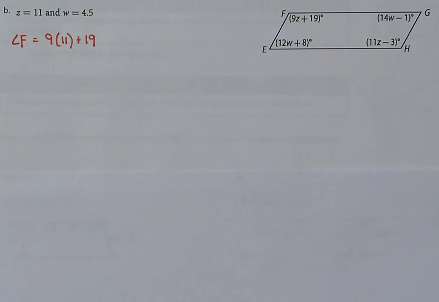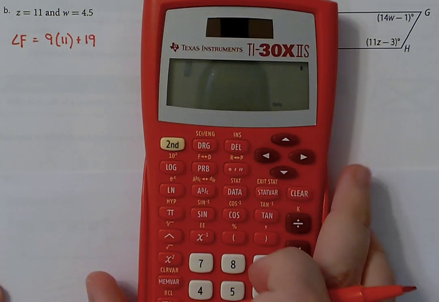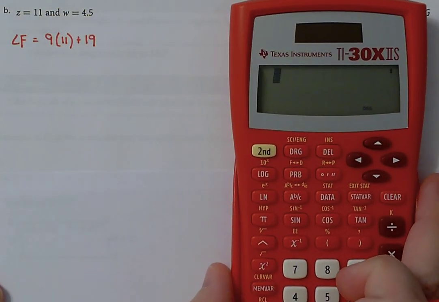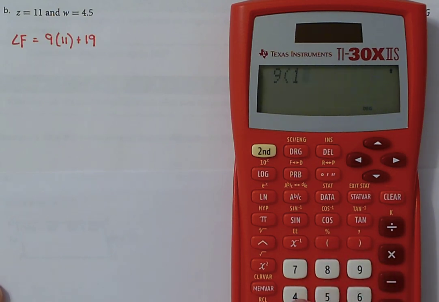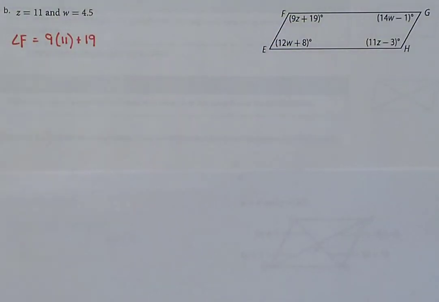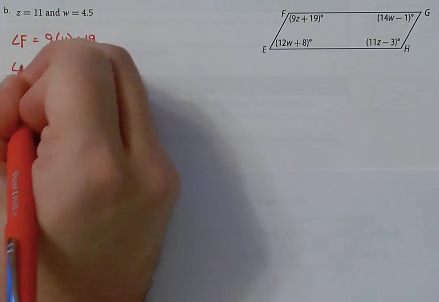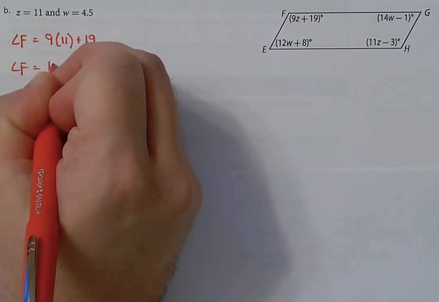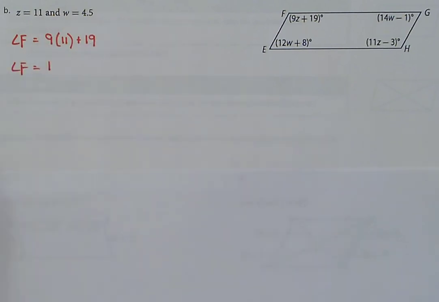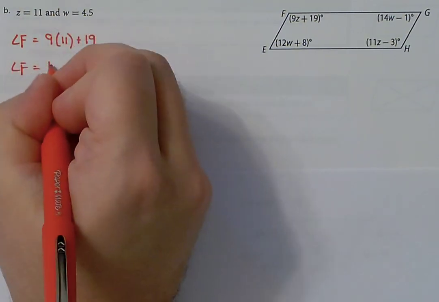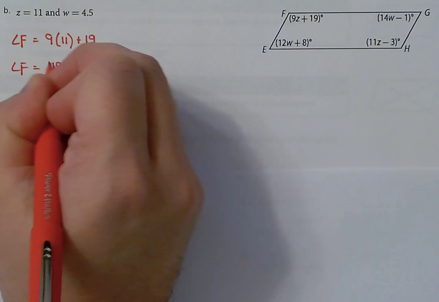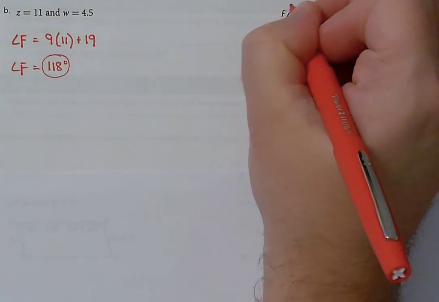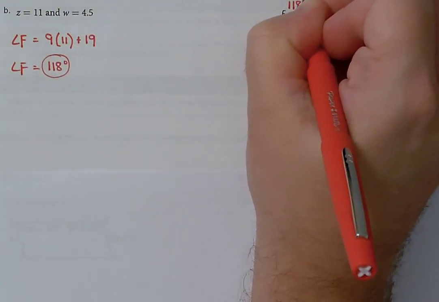So what we're going to do is use our calculator. We're going to do 9 times 11 plus 19, and we end up with 118 degrees for the measure of angle F. 118, sorry. So that means angle F is 118.